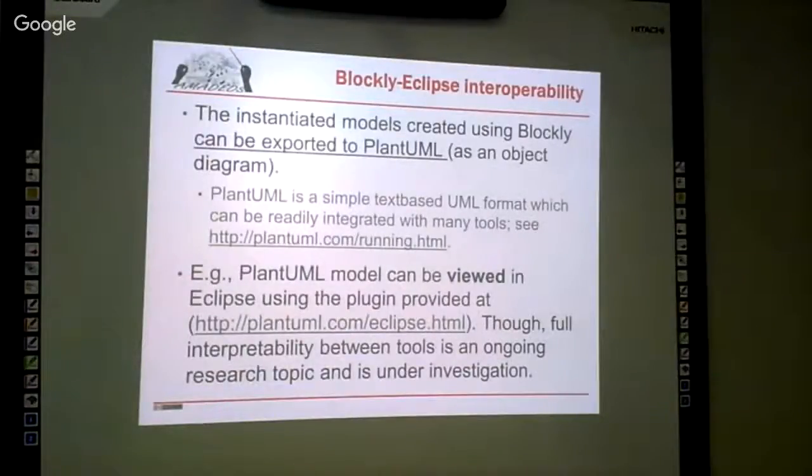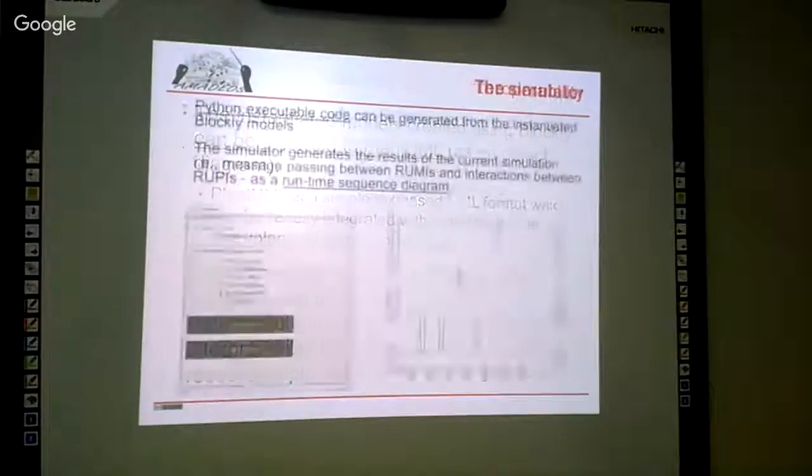The instantiated model created using Blockly can be exported to PlantUML as an object diagram. And then you can see these models in Eclipse, providing this kind of Eclipse plugin. People are still correcting small bugs and continuing this process, because you can understand that preparing these tools is not something that you do in a day, and there are always bugs to correct and things to improve, but the activities are still ongoing.